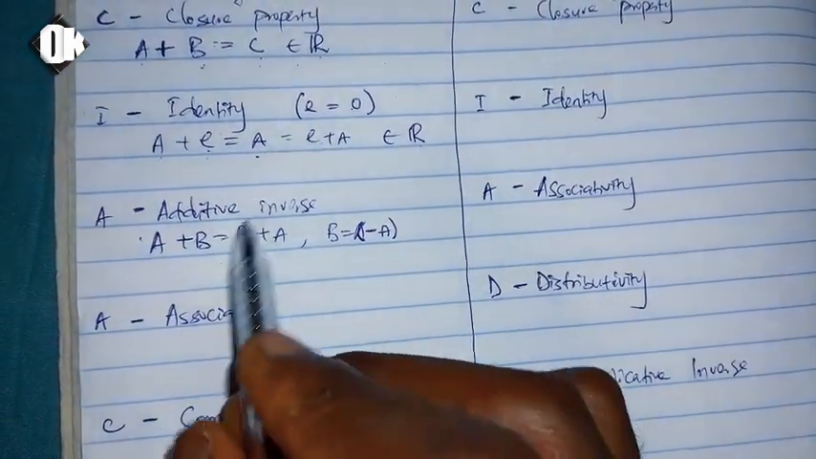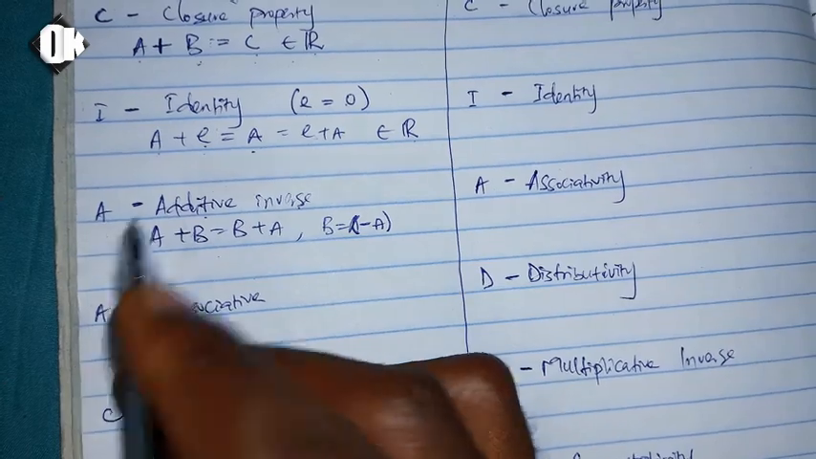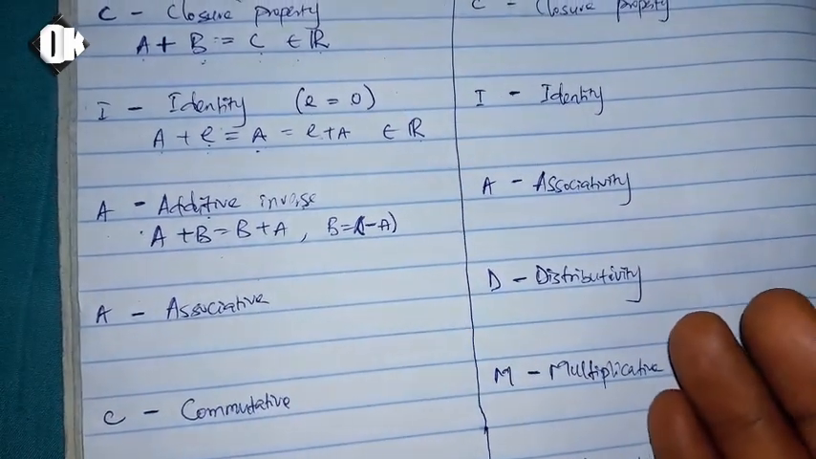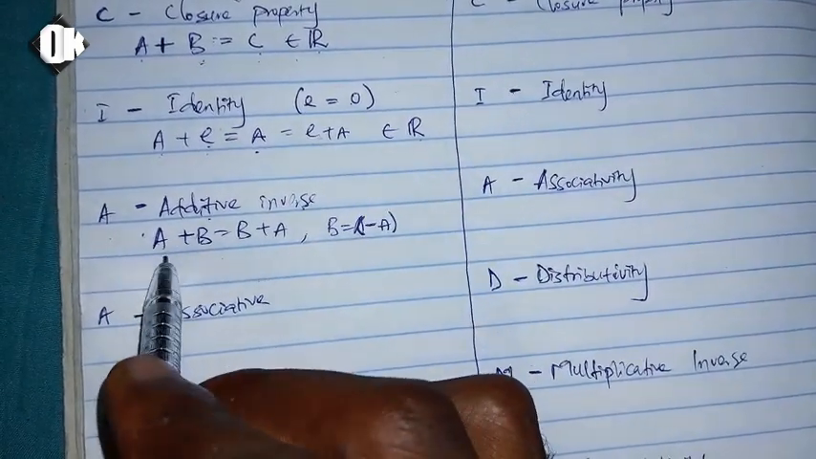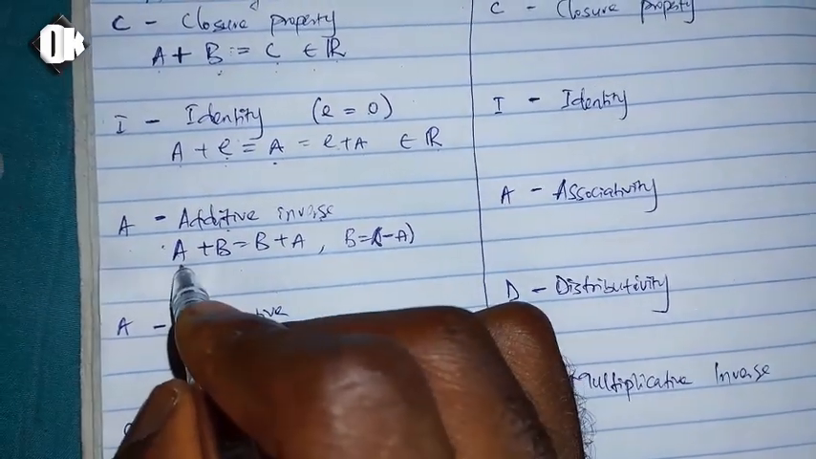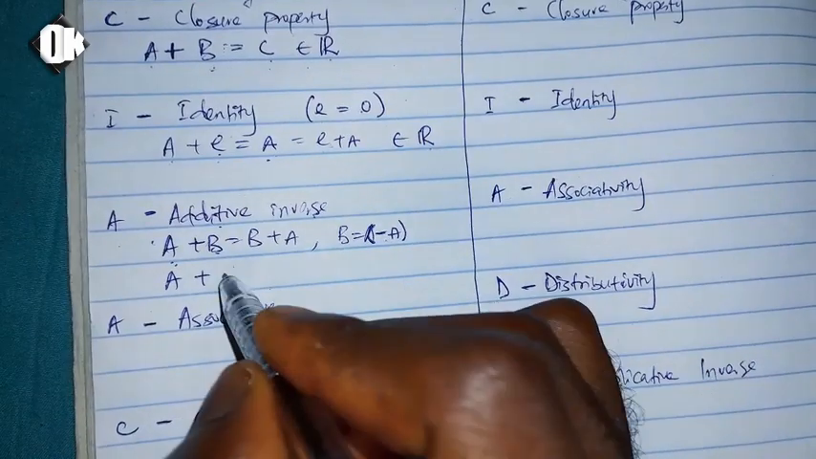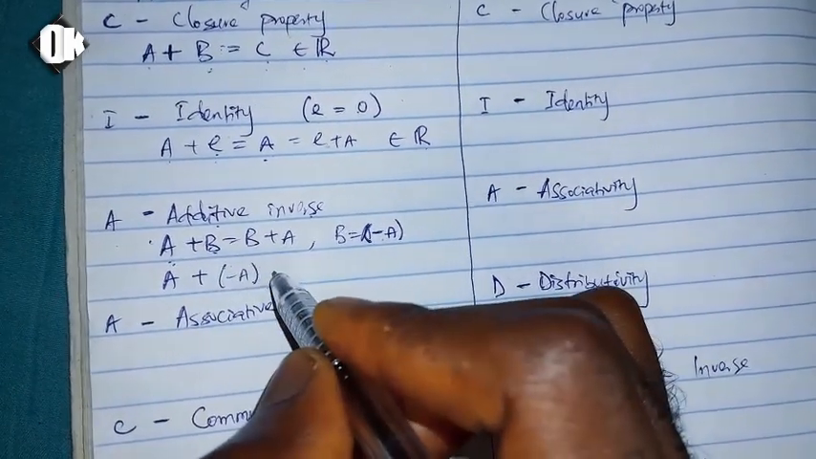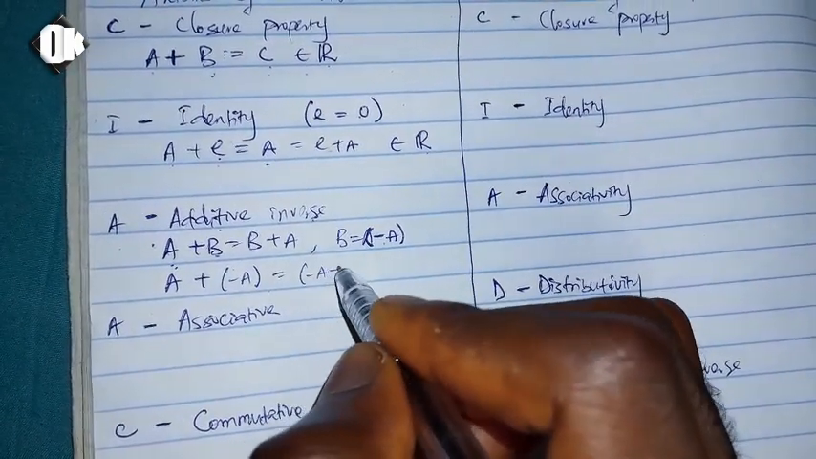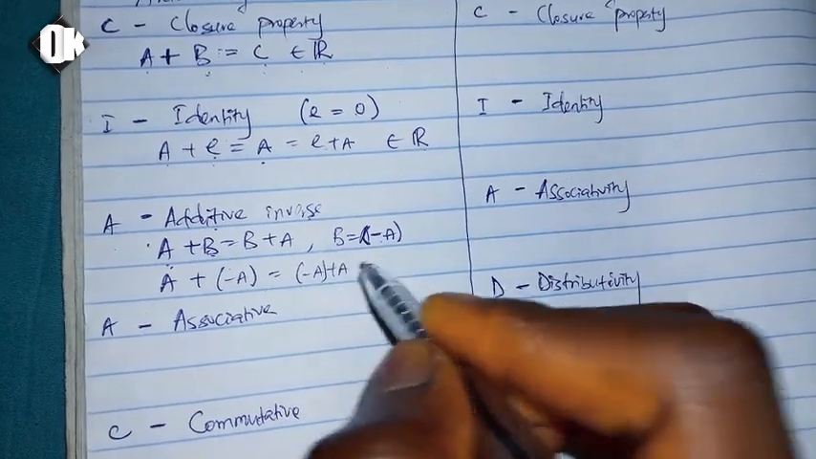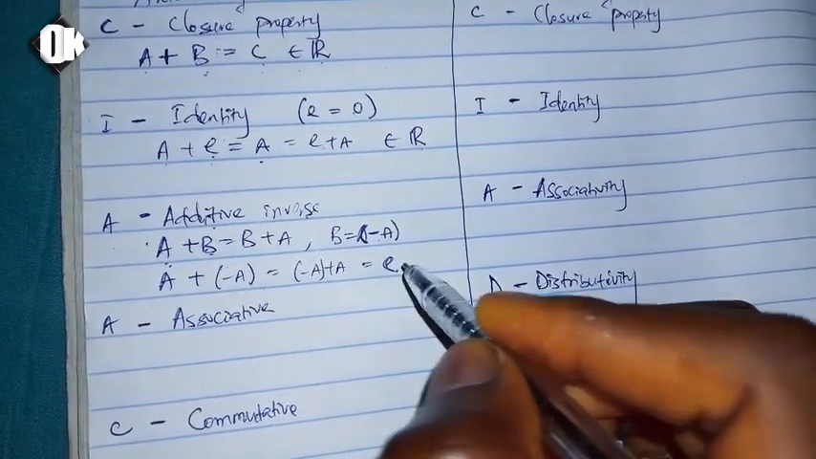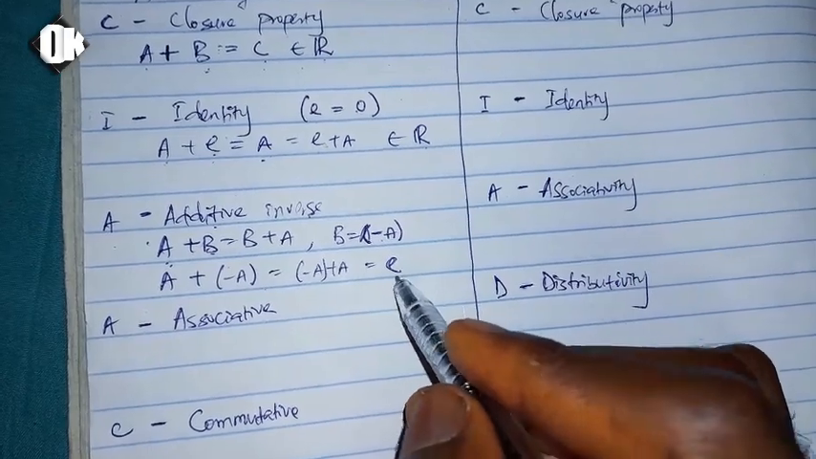Now, how do we mean? For A inverse, the additive inverse of A, it means changing the sign of that particular element. So if A is my base element, A plus minus A must be equal to what? Minus A plus A, which is equal to the identity. It must be equal to my identity.